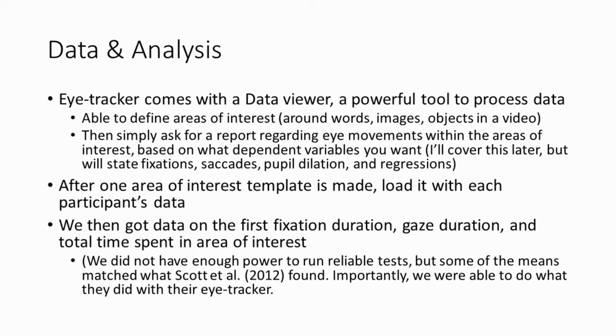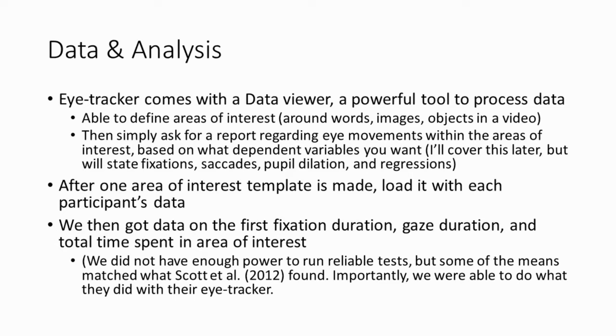The eye tracker did come with the data viewer, which is an extremely powerful tool to process your data. It allows you to define areas of interest before or after you collect your data. Typically there's going to be around the words of interest, the images, or maybe objects in a video. And then it generates a report based on what dependent variables you want, so what type of fixations, what type of saccades. And then importantly, it allows you to make area of interest templates, so you only have to make these once.